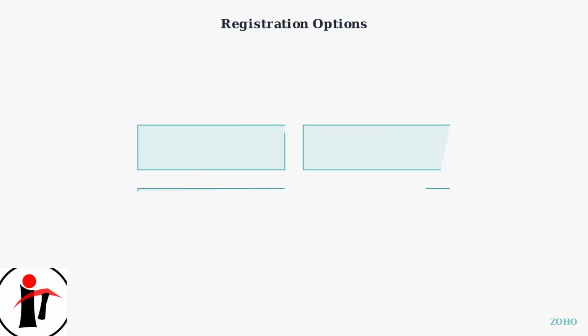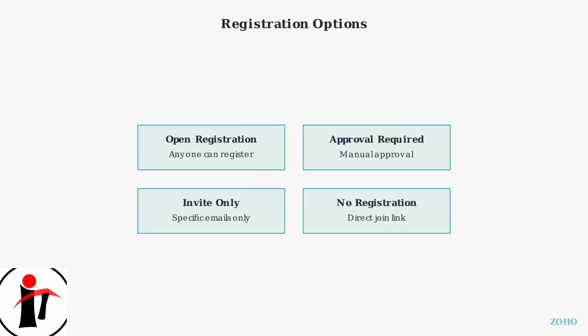Zoho Webinar provides 4 registration options to suit different needs. Open registration allows anyone to register freely. Approval required lets you manually approve each attendee. Invite only restricts access to specific email addresses. No registration provides a direct-to-join link for immediate access.